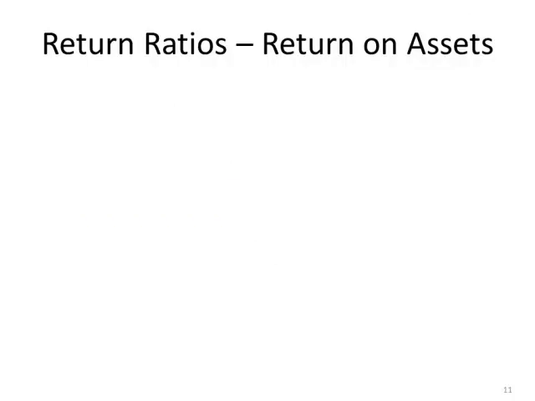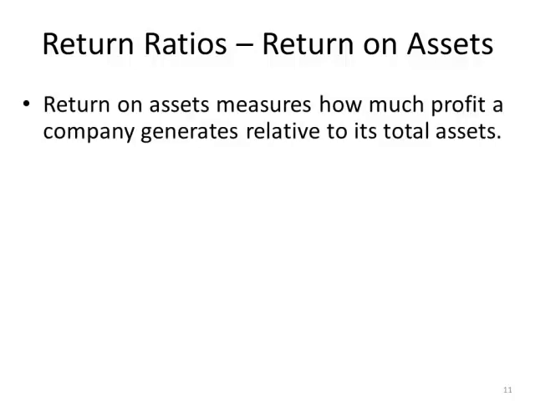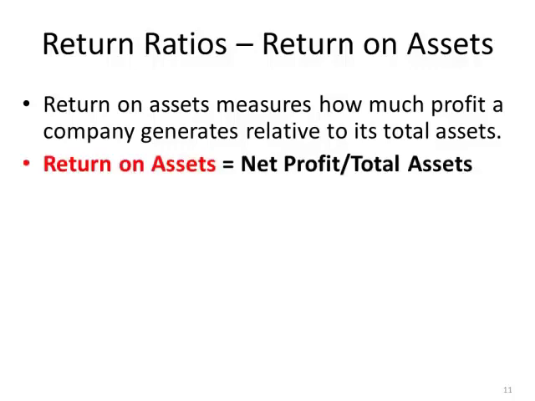Return ratios, return on assets. The last return ratio we'll look at is the return on assets. Return on assets measures how much profit a company generates relative to its total assets. Total assets is an item on the balance sheet, which we saw in the previous lecture. The way we calculate return on assets is that we take the net profit of the company and divide it by the total assets. So the calculation is very similar to return on equity. The only difference is that we're going to use total assets in the denominator instead of shareholders' equity.